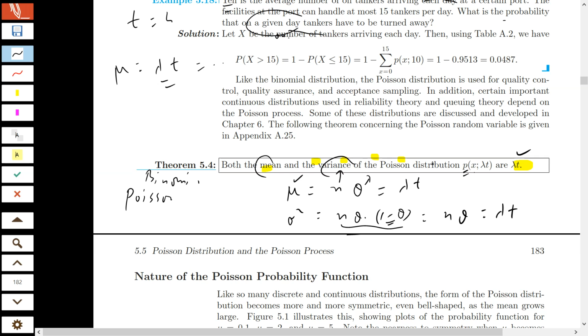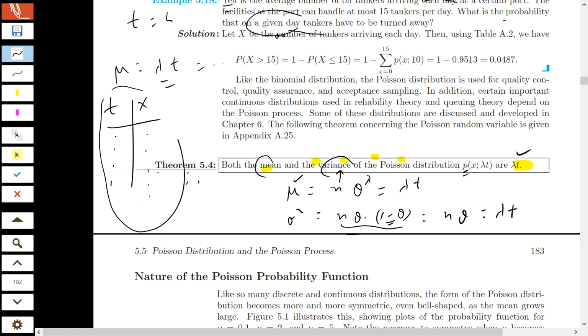This is so important that people use this to check whether time series data is following a Poisson distribution or not. Because imagine I give you a time series, right? This is time, and these are the values of x. From this time series, think of it as a statistical problem, just like in chapter 1. From this table, you can calculate the sample mean and the sample variance, right? Can you do that? Yeah, it's very easy.